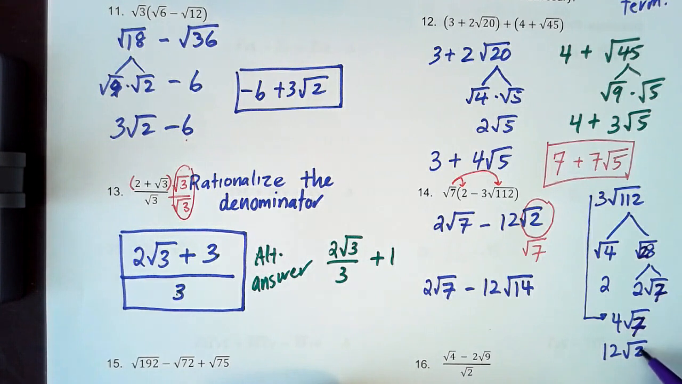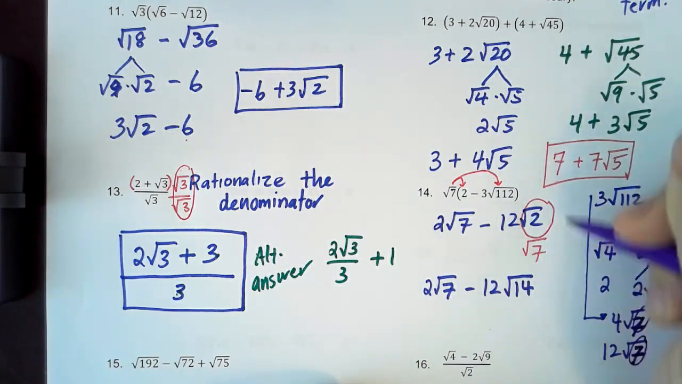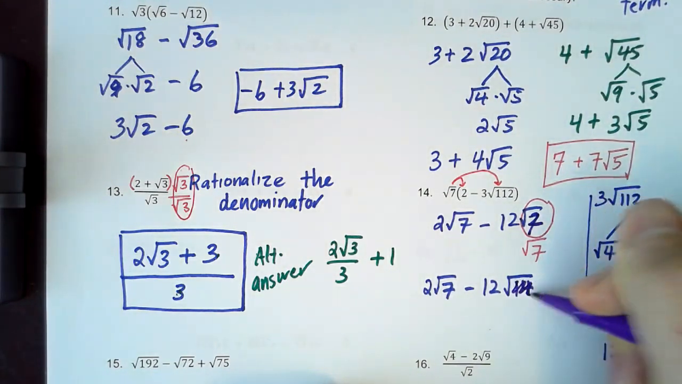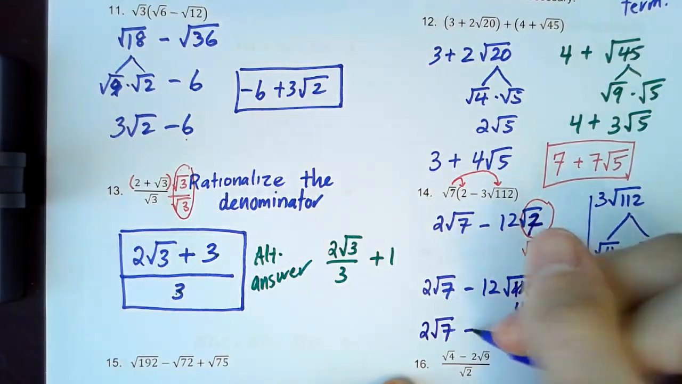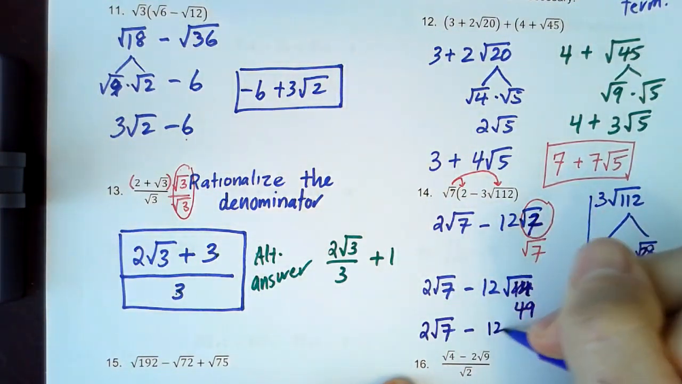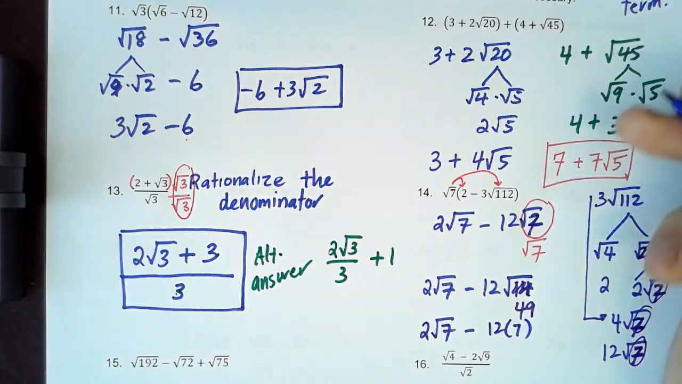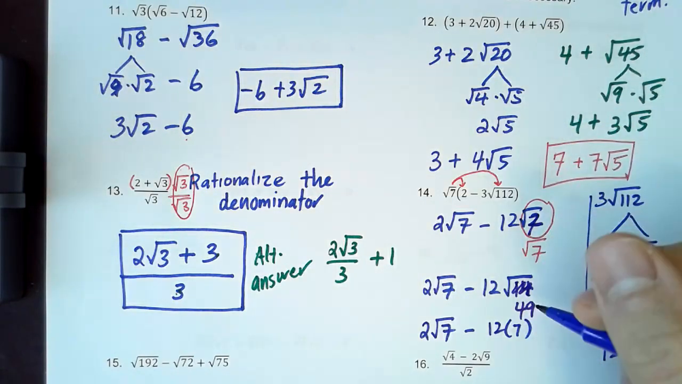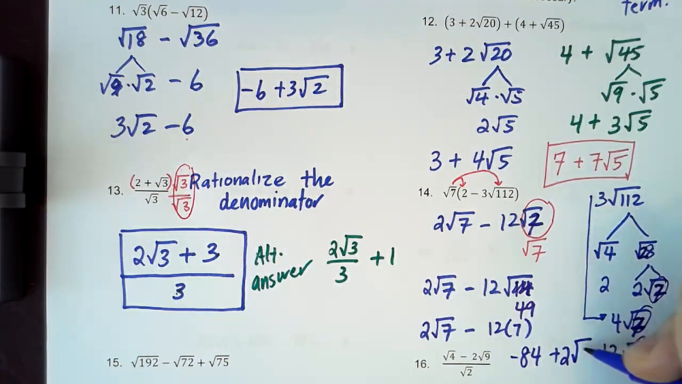And that gives me 12 root 7. So I kind of messed up on this root. And that actually should give me 4 root 7. Then when I multiply the root 7 with another root 7, this gives me 49. I apologize, class. So this is 12 square root of 49. So this is really 2 root 7 minus 12 times 7. Wow. Okay. And 12 times 7 is 84. So the final answer would have been negative 84 plus 2 root 7.